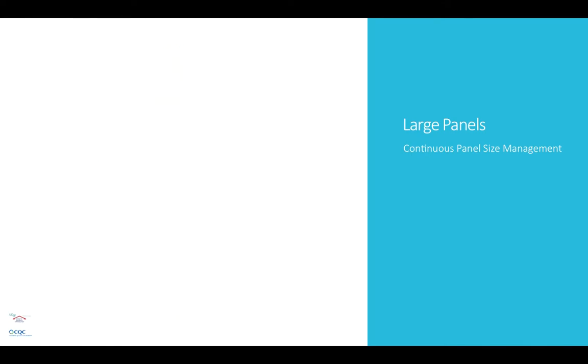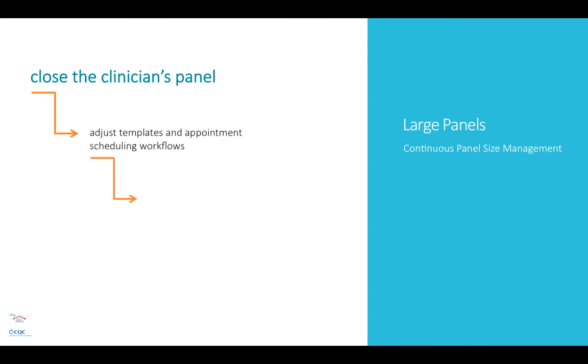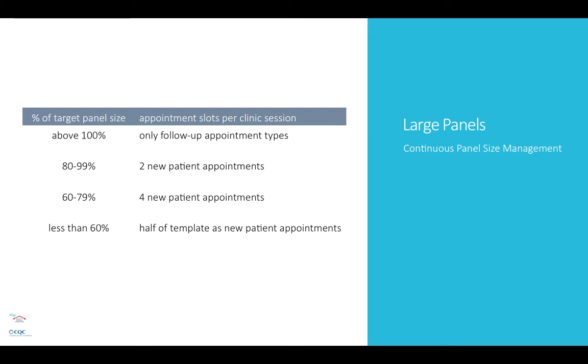The first step that most practices take is to close the panel of that clinician to new patients. Templates and appointment scheduling workflows can be adjusted such that over-empaneled clinicians only have follow-up patient visits and are not scheduled for new patient visits. For under-empaneled patients, clinic templates should include new patient appointments to create supply to expand panel sizes to target. One practice, for example, monitors provider panel sizes quarterly and adjusts open clinic templates accordingly.